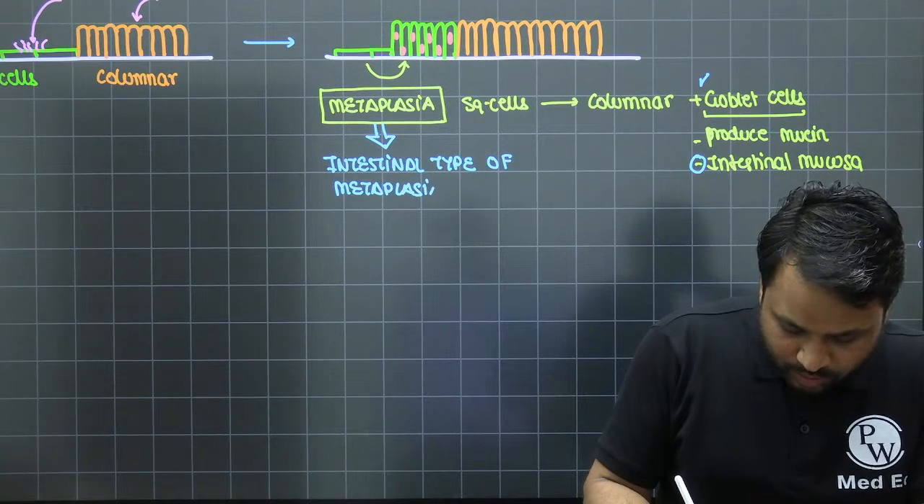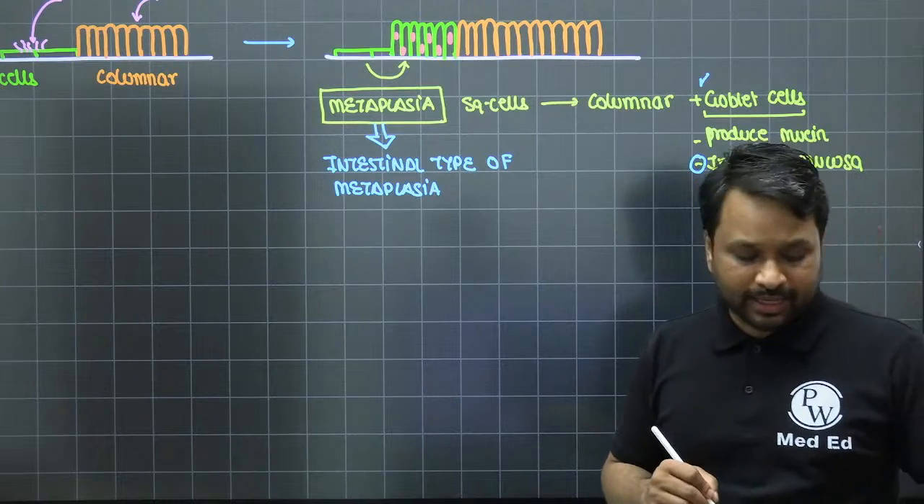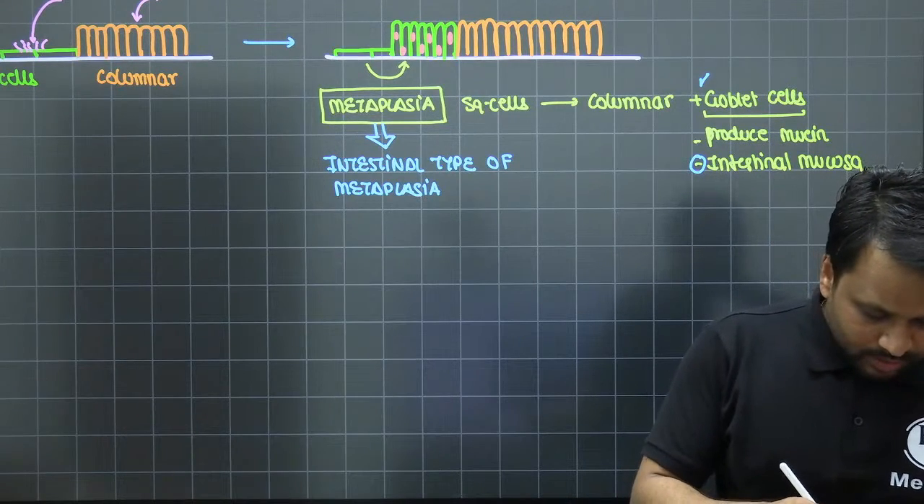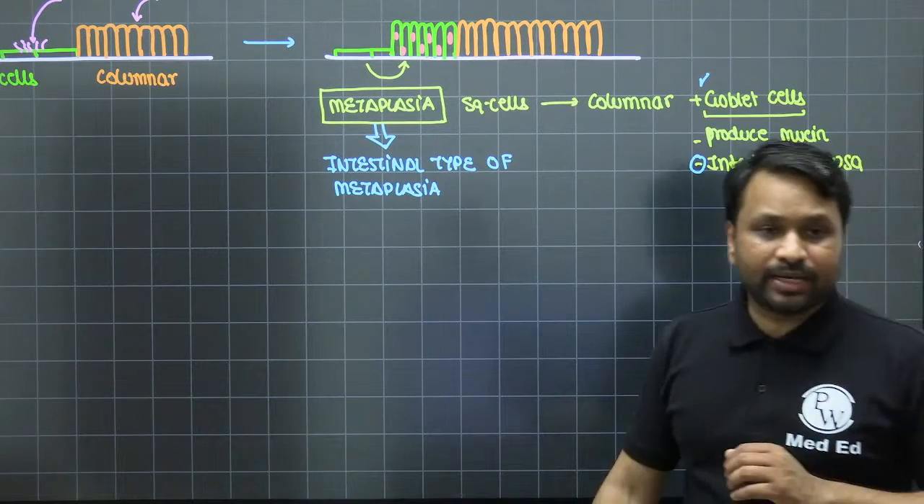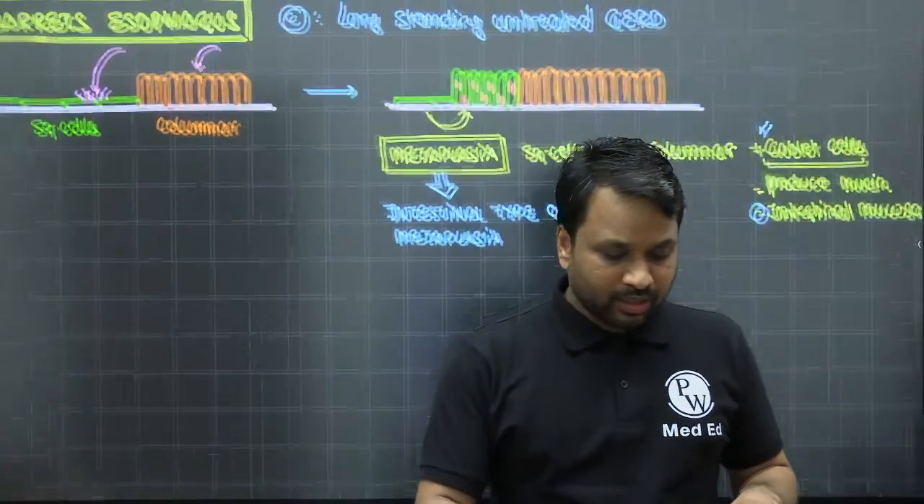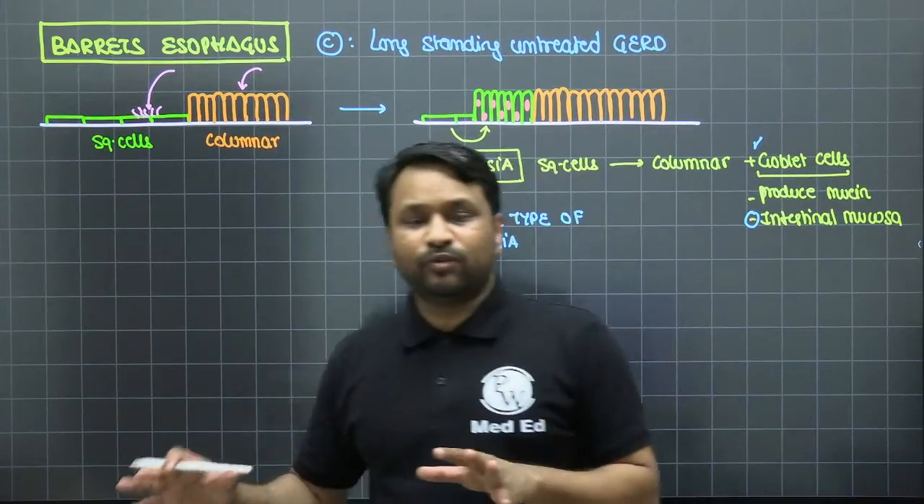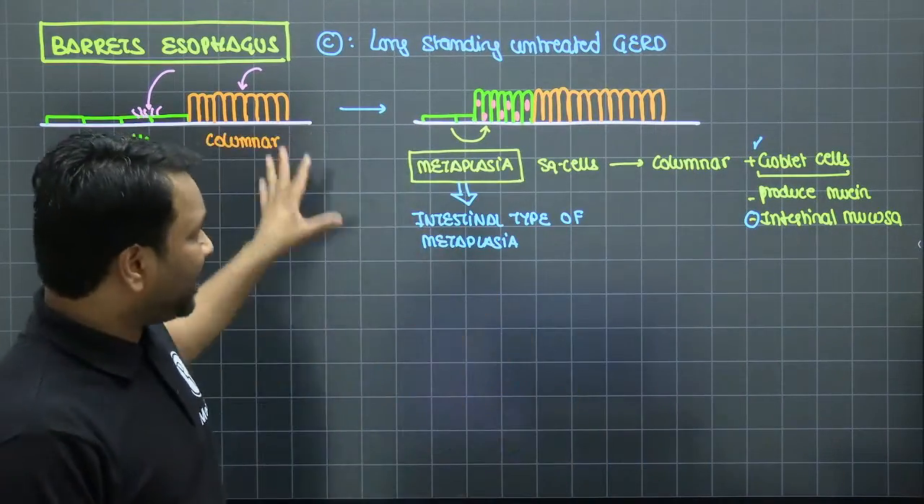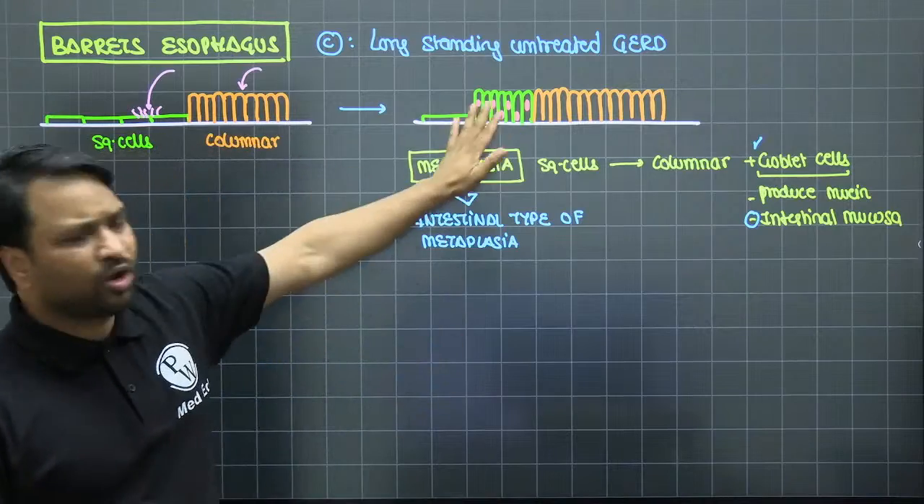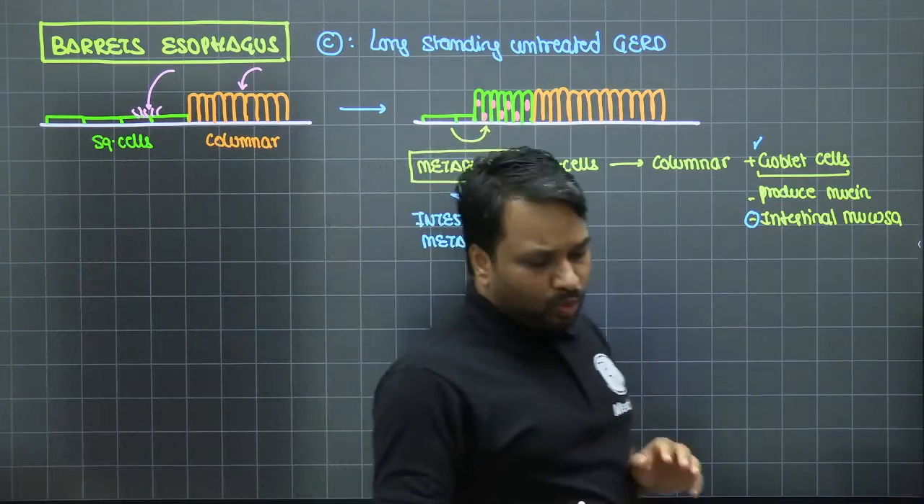This is what we call the intestinal type of metaplasia, right? So this is the whole phenomenon of your Barrett's esophagus. In Barrett's esophagus, this compensation is occurring, right? Now, what is going to happen?